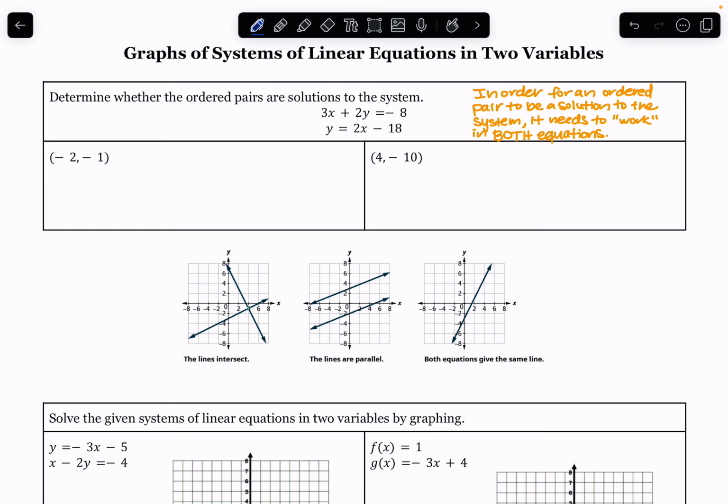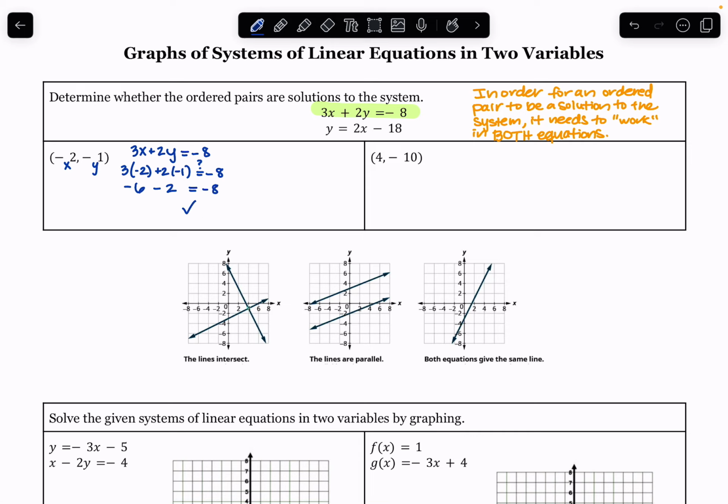All right, so for this first one, we have negative 2, negative 1. So the negative 2 would be the x. The negative 1 would be the y. I'm going to check it in the first equation first. So that would be 3x plus 2y is equal to negative 8, and we're plugging in negative 2 for x and negative 1 for y. So that would be 3 times negative 2 plus 2 times negative 1 equals negative 8. I'm going to put a tiny question mark above the equal sign because we're not sure. We're checking that. So when I multiply this, I get negative 6 minus 2 is equal to negative 8. And that is true. So I'm going to put a check there.